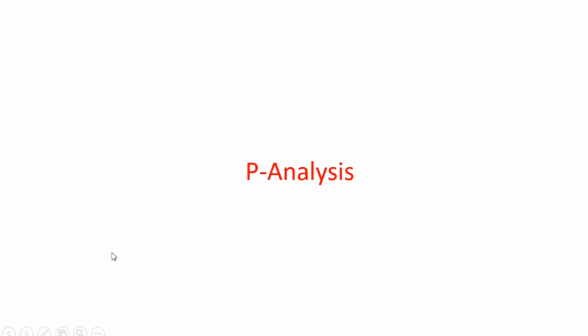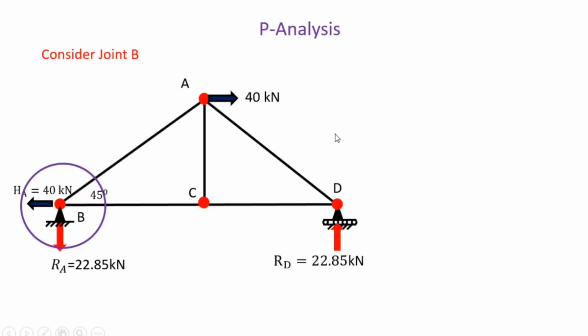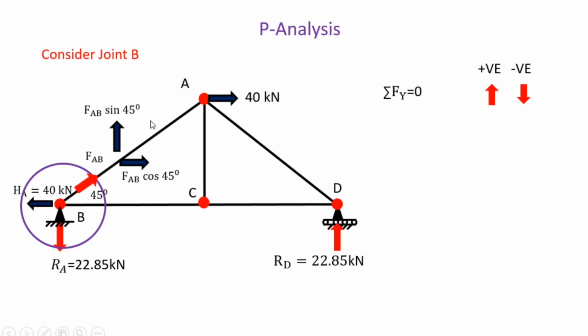The next is the P analysis, that is the member forces due to the externally applied load. Here we consider the joint B, and by the method of joints we find the member forces. First is force FAB, and we consider its direction away from the joint. The member is inclined, so the resolution of the forces gives FAB cos 45 horizontally and FAB sin 45 vertically upward. Here apply the sigma Fy condition. Vertically upward is positive and vertically downward is negative.